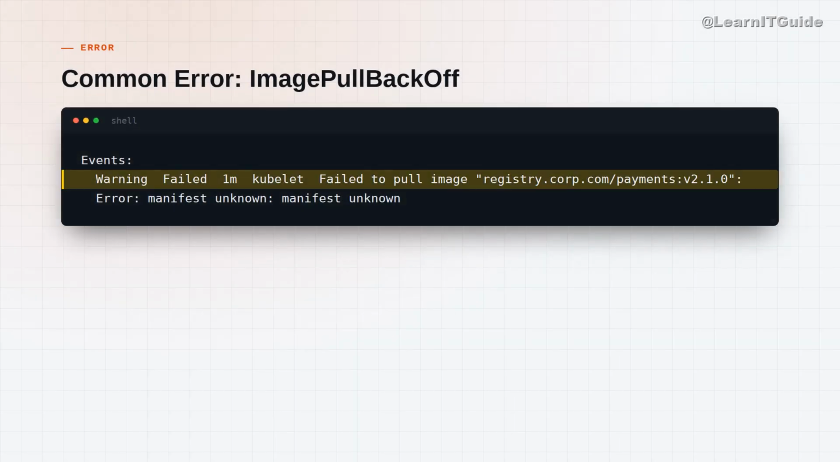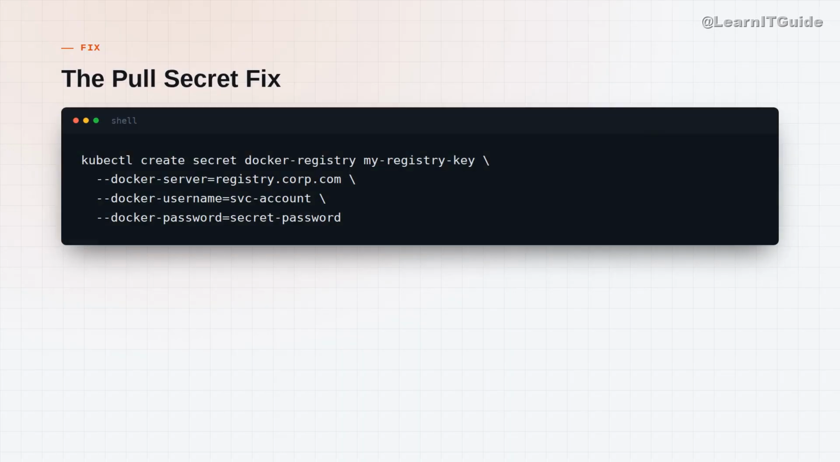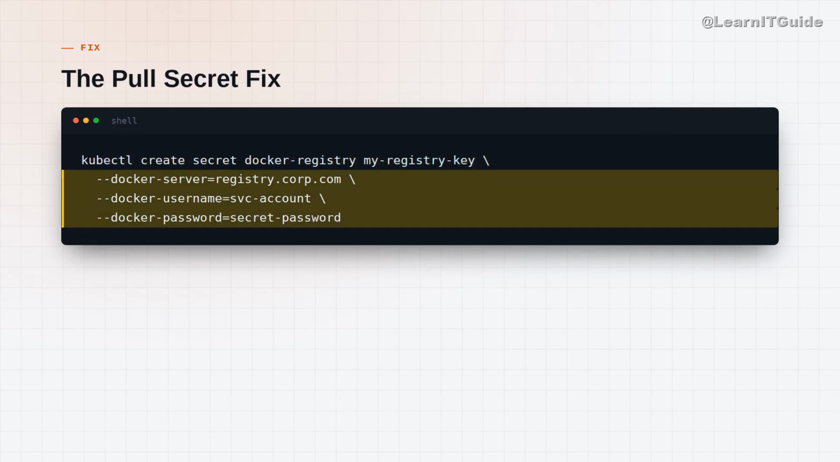Here is a classic error. You see ImagePullBackOff. This means Kubernetes cannot download your container image. The root cause is usually a missing authentication secret or a typo in the registry path. The fix is to create a registry secret that gives your cluster the credentials it needs to log into your image registry. Once this secret is applied, Kubernetes can authenticate and pull your image successfully.